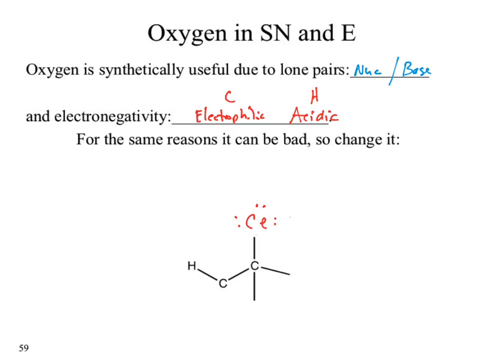It has lone pairs just like oxygen. Can the halogen act as a nucleophile or a base? Can this halogen on this structure act as a nucleophile and a base? No, because it's happy with one bond. So changing it to a halogen, I lose the nucleophile and base characteristics. It is highly electronegative, so it's still reactive. It makes that carbon electrophilic.